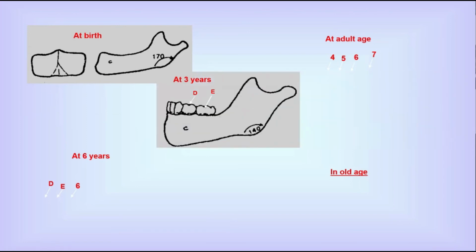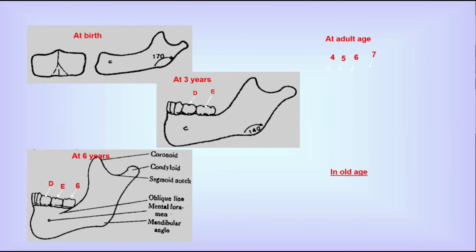Now at the age of 3 years, teeth 1, 2, 3, 4, 5, A, B, C, D, E, have developed. The angle is 140 degrees. Still the condylar head is below the coronoid process. At the age of 6 years, what is happening? A, B, C, D, E, additionally there is the 6. The coronoid and condylar head, still the coronoid is higher, but the mandibular angle has changed. The situation is giving uplifting.